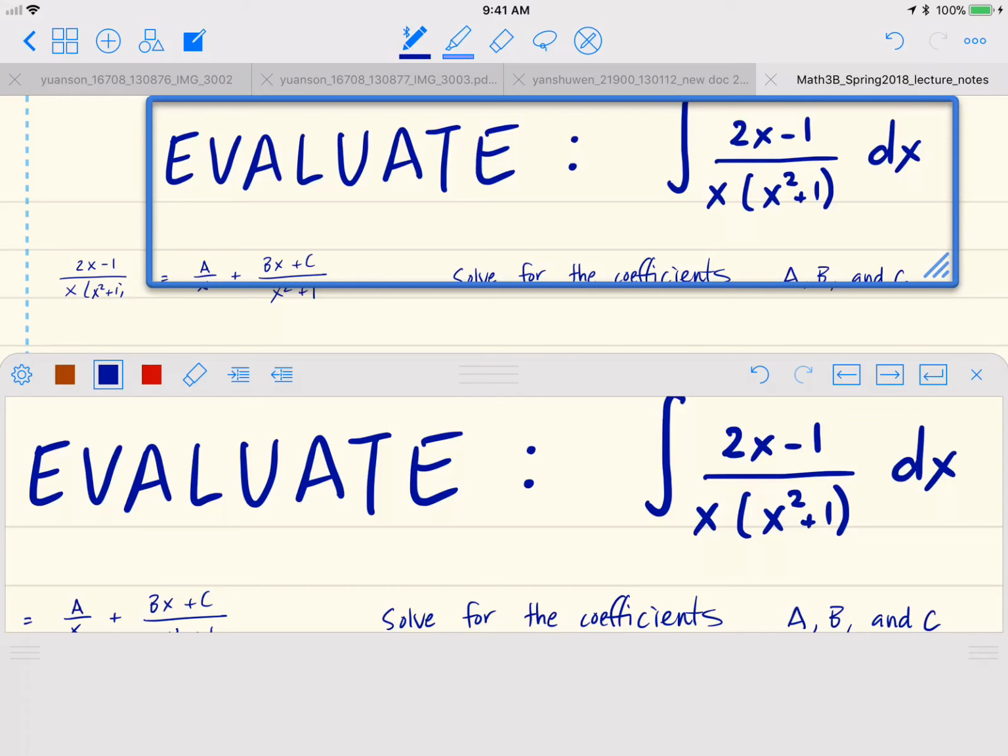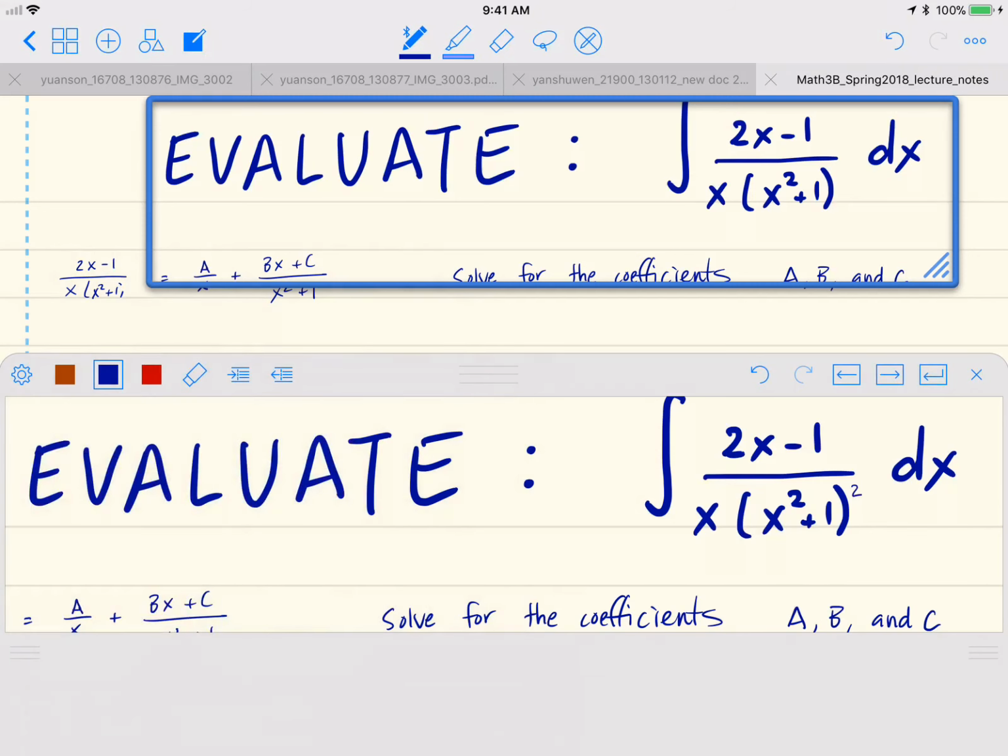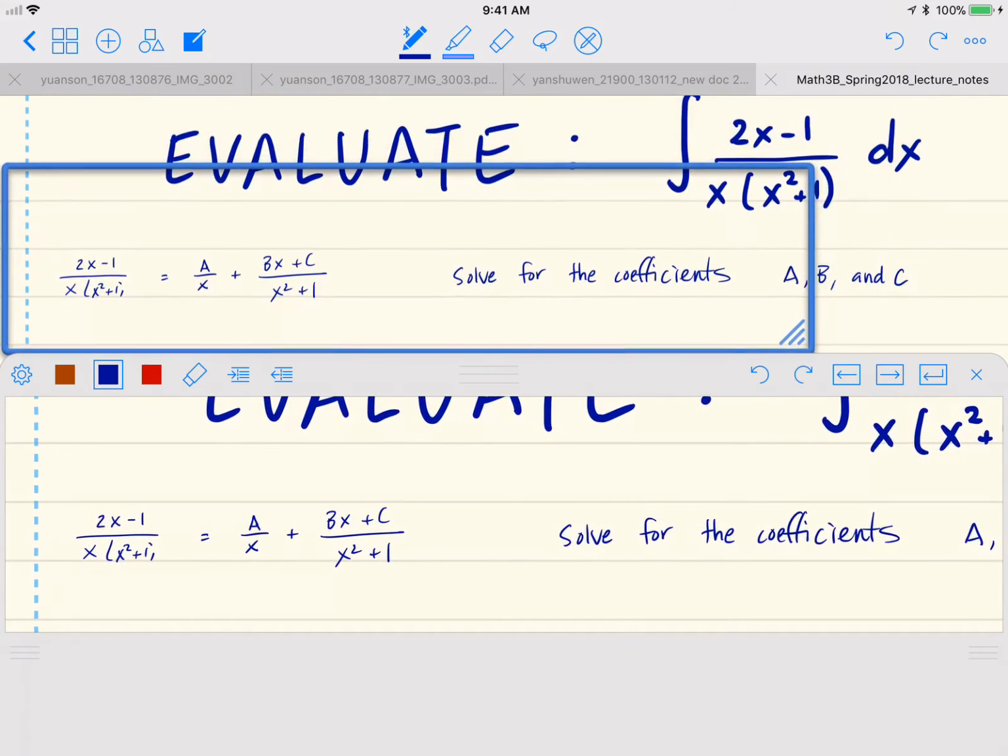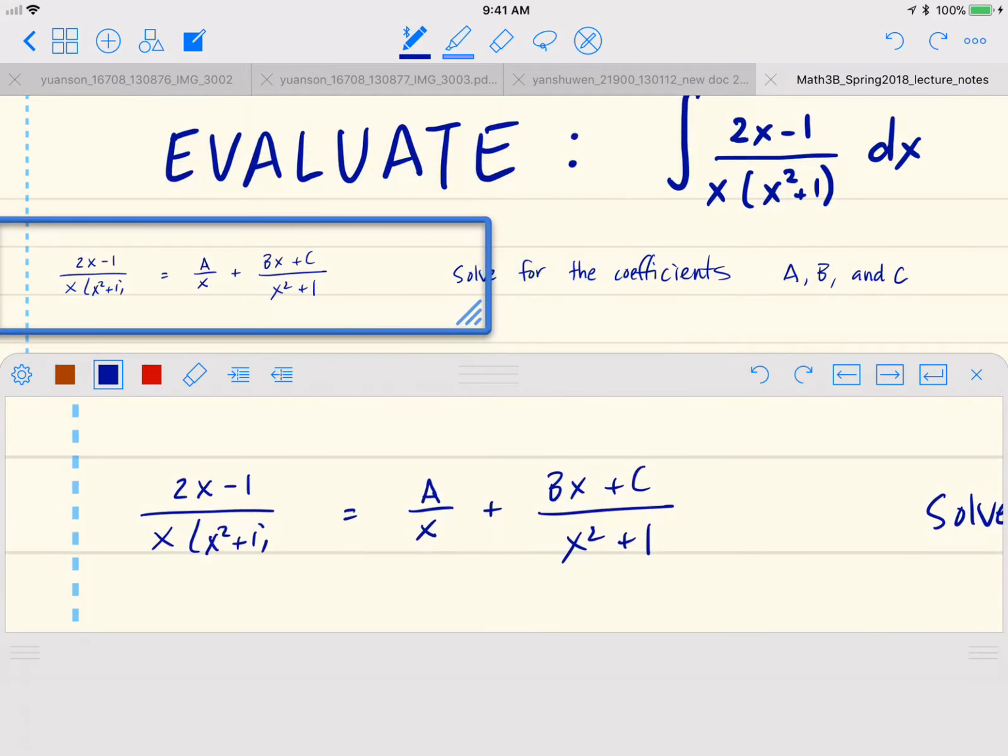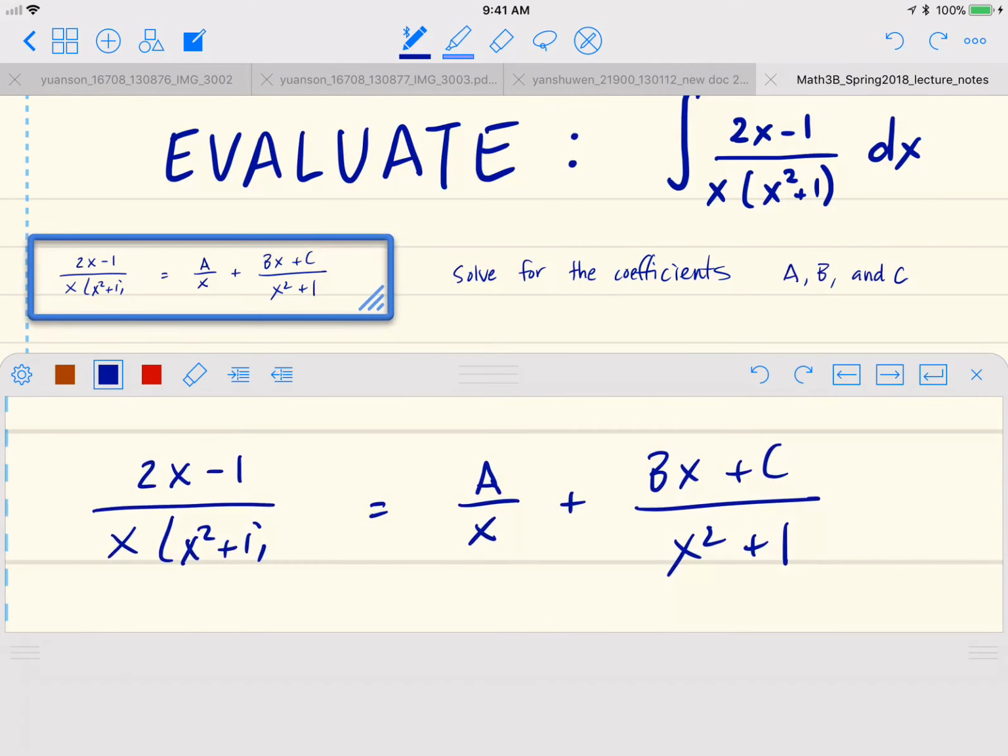This problem is slightly modified from the example that we did in class on Wednesday. The example that we did in class had a power of 2 in the denominator, so we're not going to do that problem. We're going to do a simplified version. I want to show you how to work with solving for the coefficients. That's what we want to do: solve for the coefficients when you've got 3 unknowns.